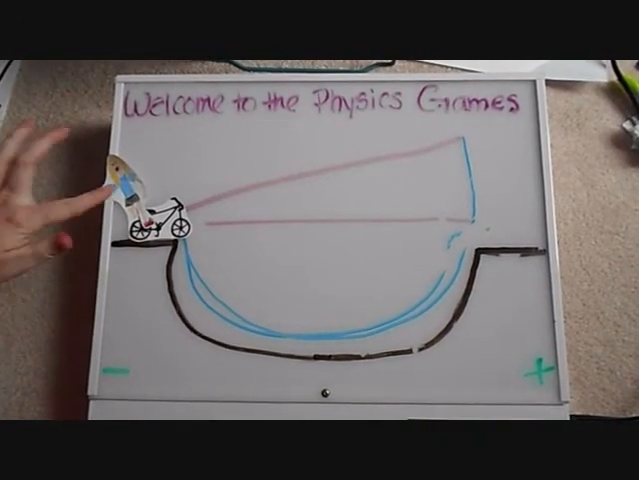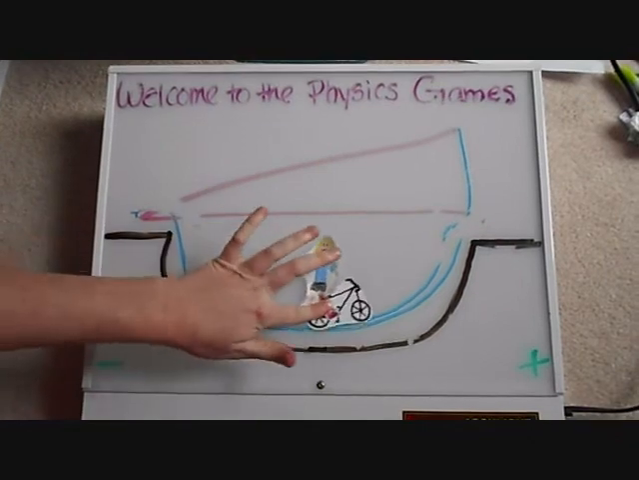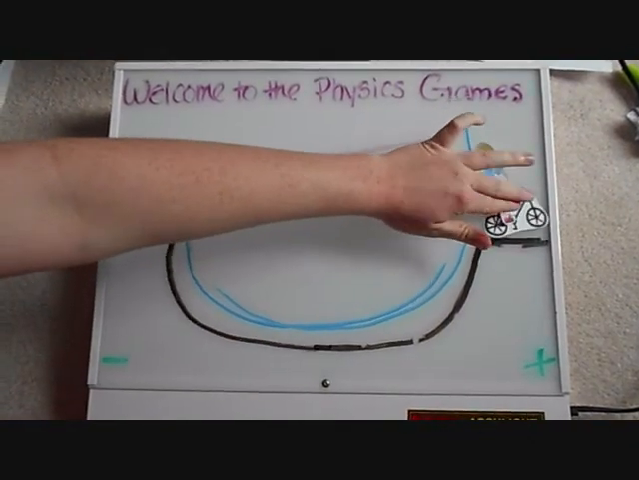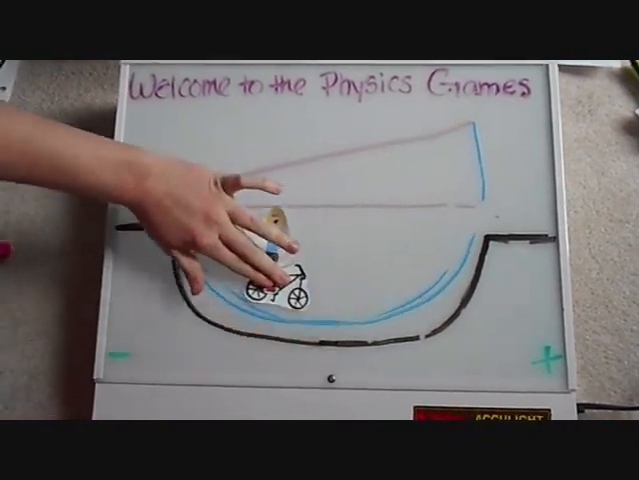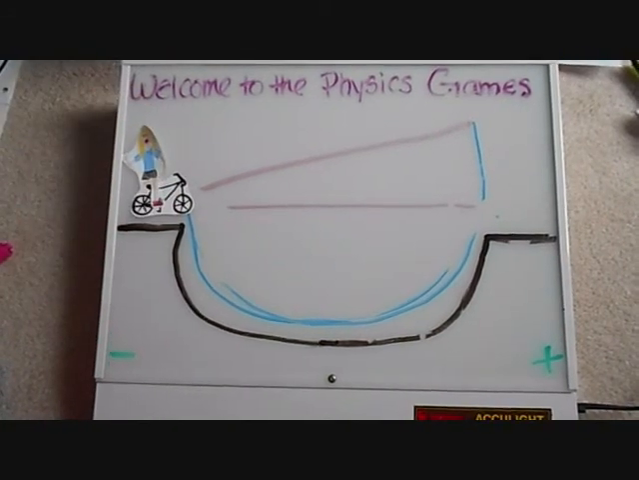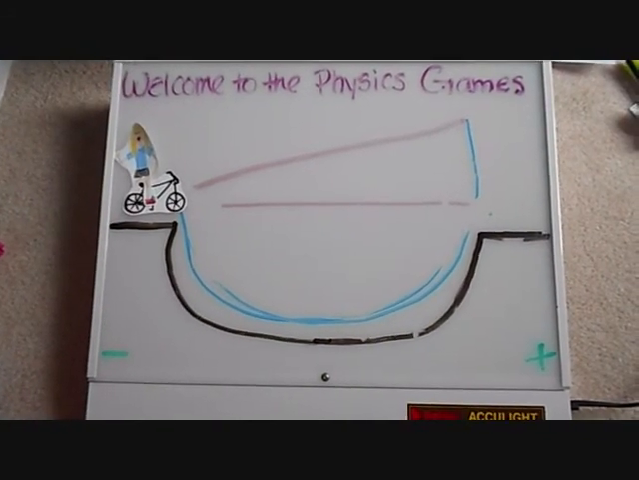As Rachel travels this way, she has positive displacement. But once she starts coming back, she has negative displacement. When you add these two together, you get 0.